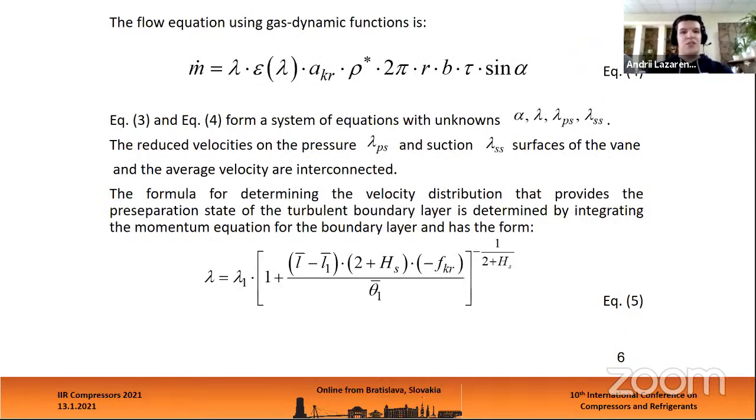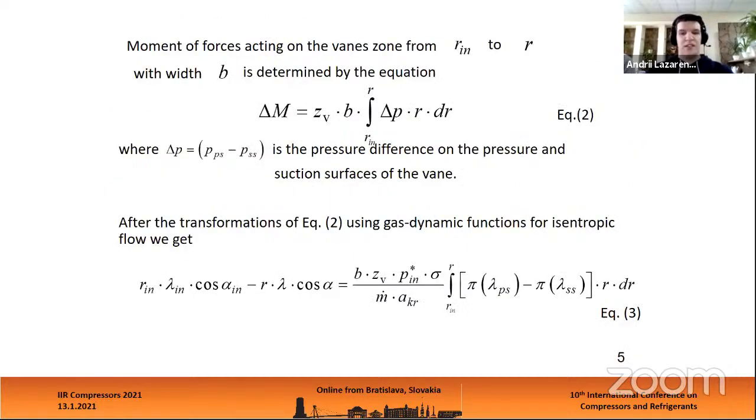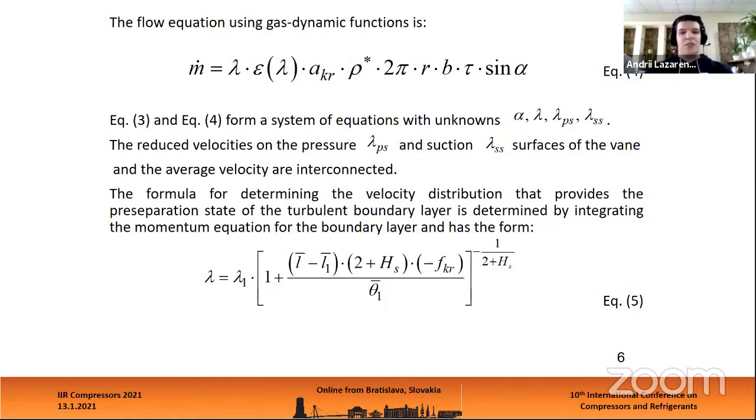So the flow equation using the gas dynamic function is given here. We shall call it equation 4. So equation 4 and equation 3 on this slide form a system of equations with such unknowns. The unknowns are alpha, lambda_PS, and lambda_SS. The reduced velocities on the pressure and suction surfaces of the vane and the average velocity are interconnected.